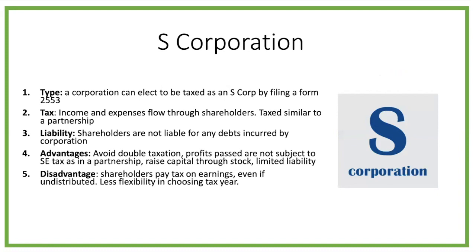Now, with an S corporation, you are starting out as a C corporation and electing to be taxed as an S corporation. What this means is you are electing to be a flow-through entity, and how you do that is by filing a form called the 2553 form. Now, with S corporations, the income and expenses flow through to the shareholders, and they're taxed very similar like a partnership. Shareholders are not liable for any debts incurred by the corporation, similar to a C Corp. The company holds the liability.